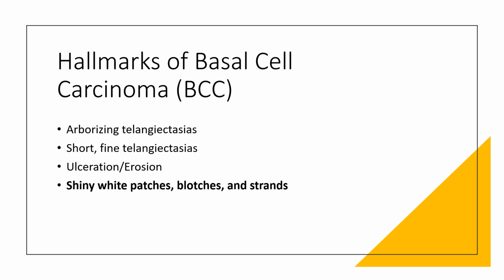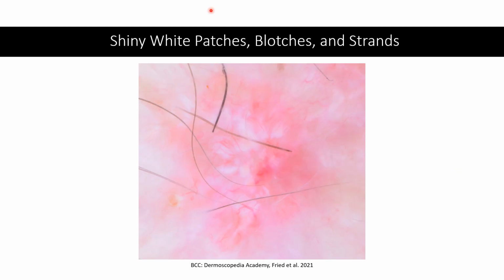The final dermoscopic hallmark of BCCs are shiny white structures, including patches, blotches, and strands. In addition to some short fine telangiectases in this lesion, you'll also see these shiny white blotches. They're termed shiny because when you take your dermatoscope on its polarized setting and rotate it 90 degrees, these structures will shine back at you.